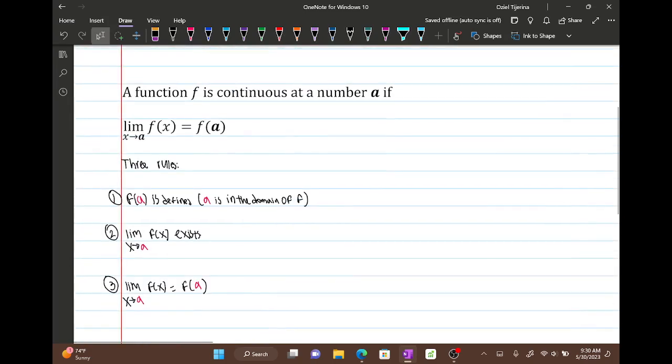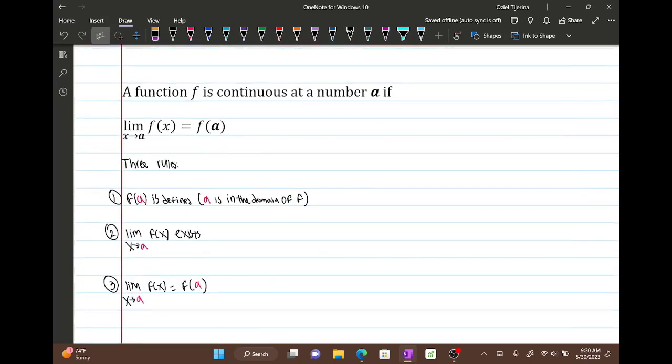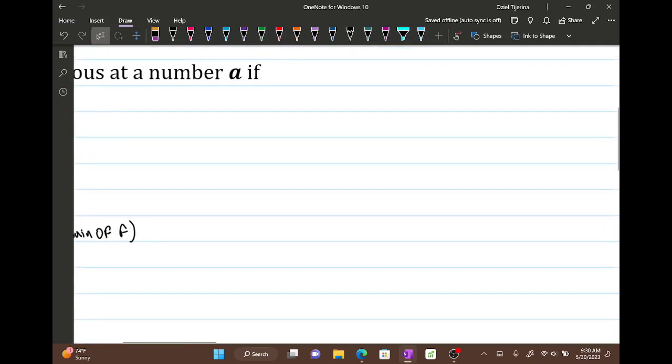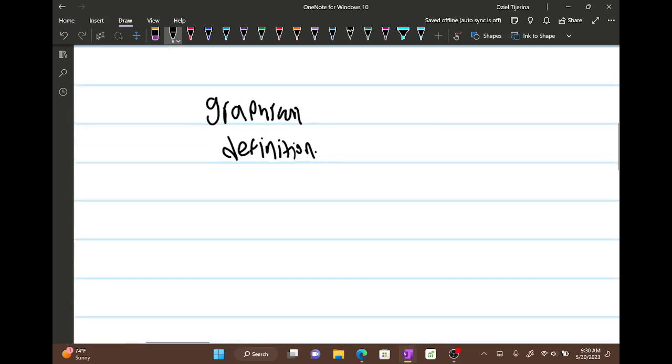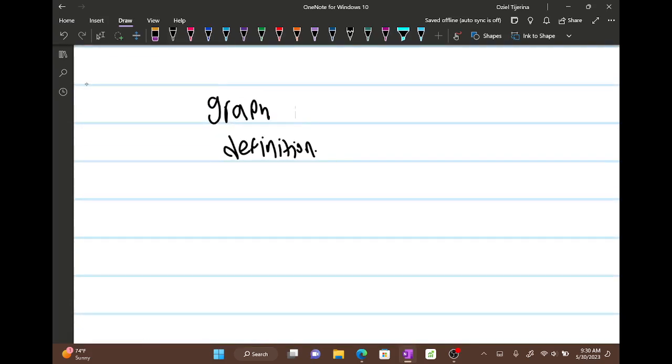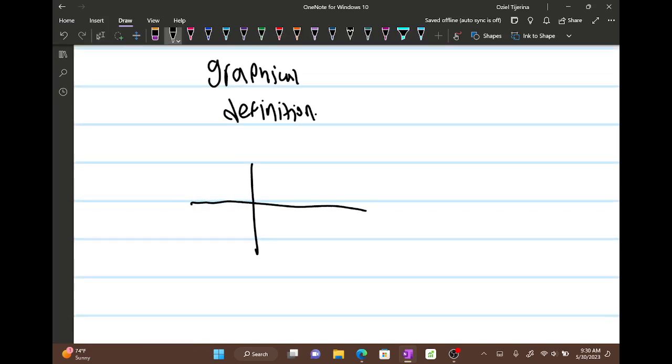That is the third rule. Now, I also want to touch base on the graphical definition. Sorry about my handwriting, guys, it's very squiggly. So the graphical definition is that a curve can be continuous if there is not a specific hole or a specific break in the graph.